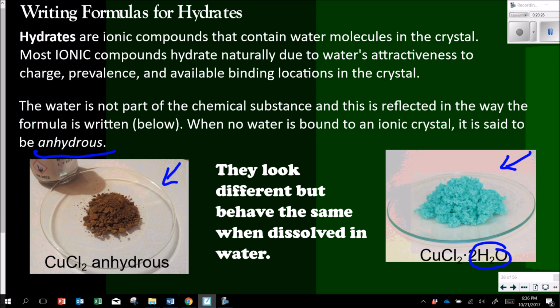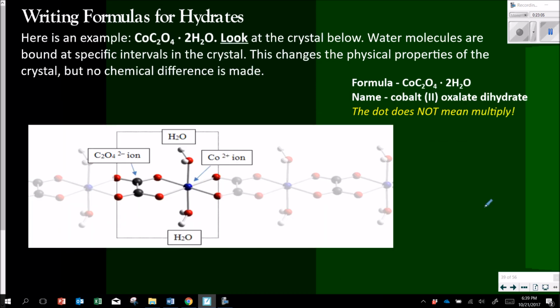Something else you need to be aware of is an ionic compound is often referred to as a salt. So an ionic compound is often called a salt also. Here is an example of a hydrate. We have cobalt oxalate attached to 2 water molecules. Now look at the crystal below. The water molecules are bound at specific intervals in the crystal. This changes the physical properties of the crystal, but no chemical difference is made.